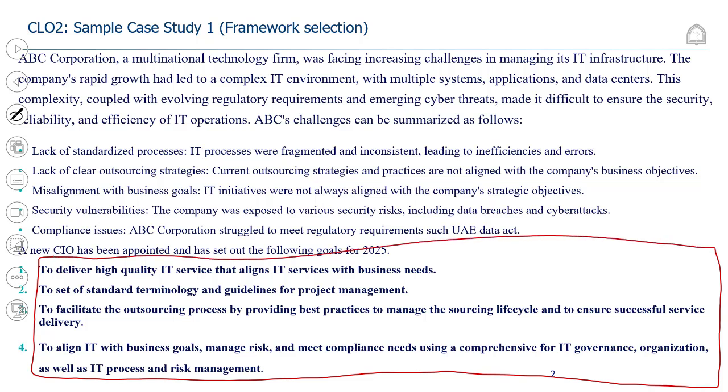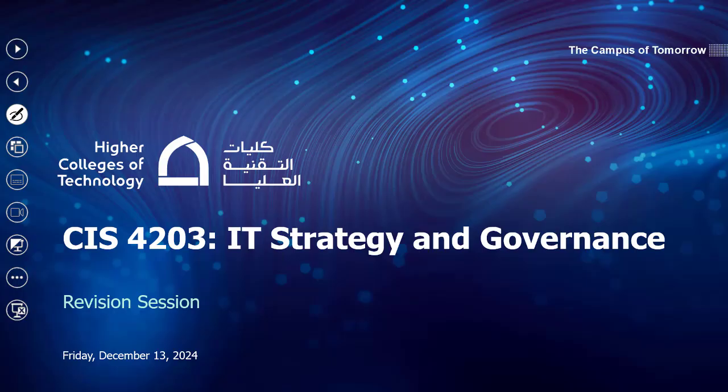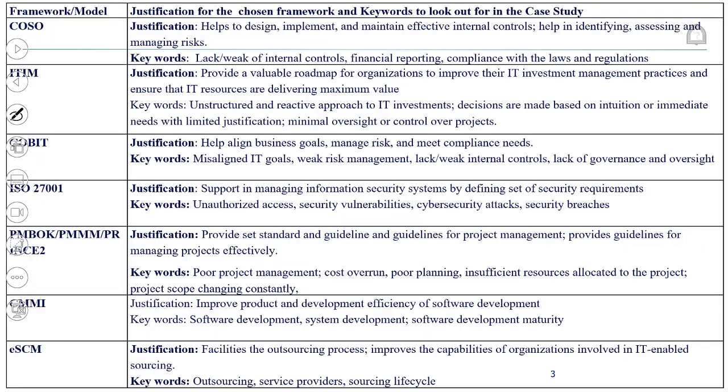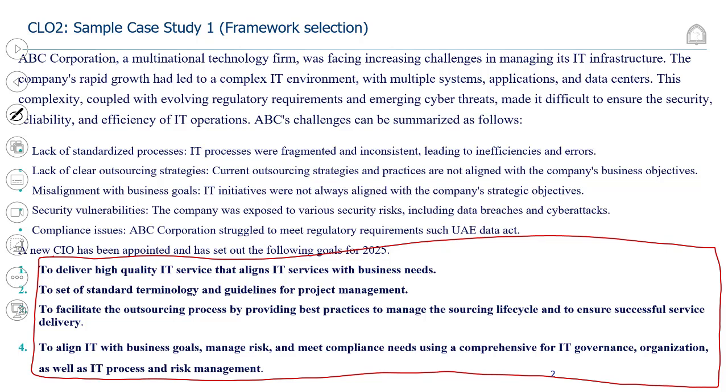You're supposed to come up with a suitable IT governance framework for each of the 4 goals. I forgot the framework there. So which are our goals? The goals are there. The first goal is to deliver high quality service that aligns to the business. So the keywords there: high quality IT service, okay? And IT service that is actually aligning with the business.